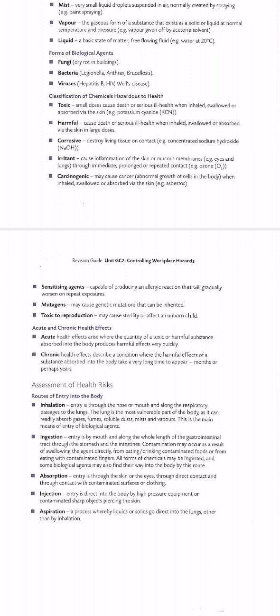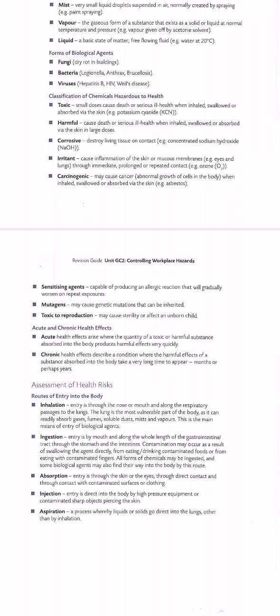Like if you have a toxic system, something toxifies your system, it starts producing other cells that will affect the body or start spreading around. Then we're talking about chronic health effects. Chronic describes a condition where the harmful effects of a substance absorbed into the body take a very long time to appear, months or perhaps years, right?